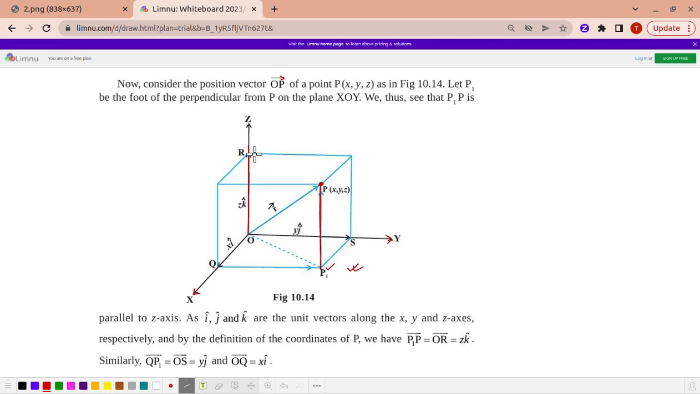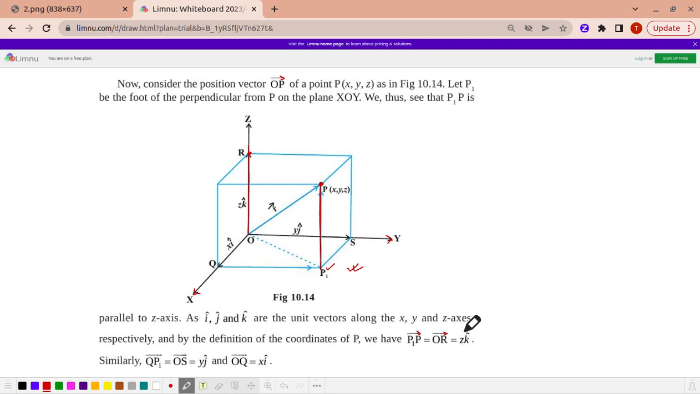Okay, because if we complete this cuboid, if you see, this point is R. So P1P is nothing but OR, and what is the length of OR? That is Z. So definitely it will be Zk. In vector notation, P1P vector is equal to the vector OR, and its representation will be Z k cap.